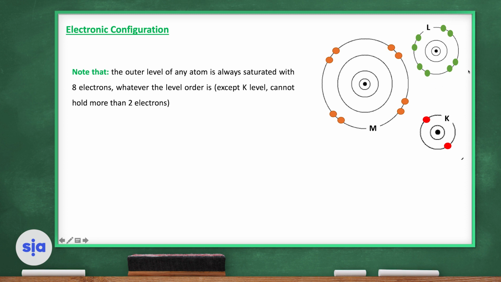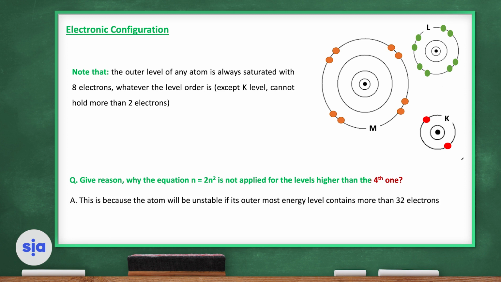Here is L level. L level here is the outermost energy level of the atom. It will hold also 8 electrons only. What about K? No, K cannot hold more than 2 electrons. So now, can you give reason why the equation N equal to N power 2 is not applied for the levels higher than the fourth? Yes, this is because the atom will be unstable if its outermost energy level contains more than 32 electrons.